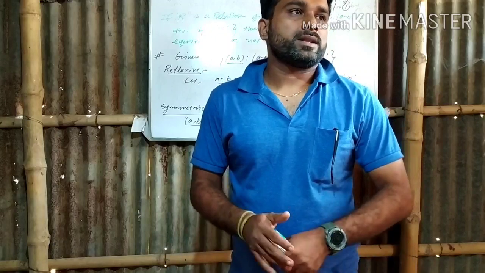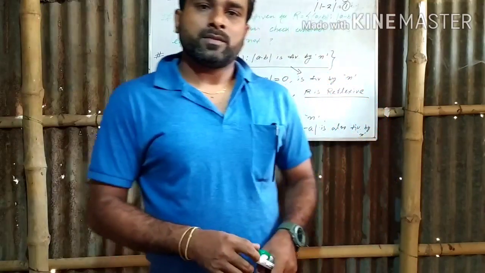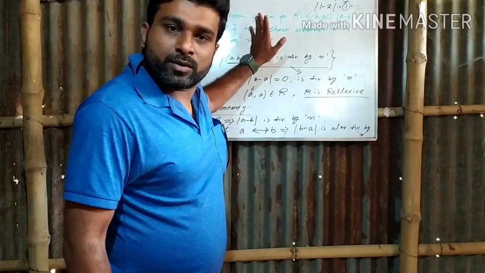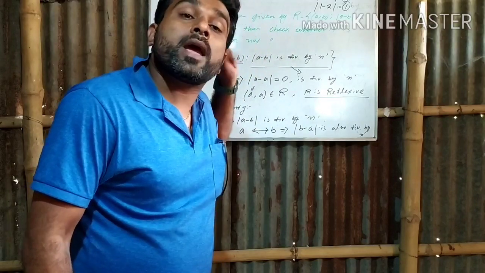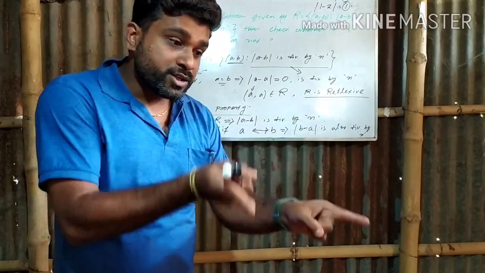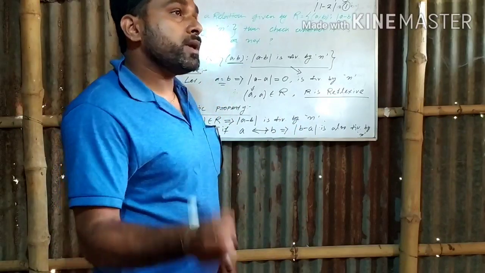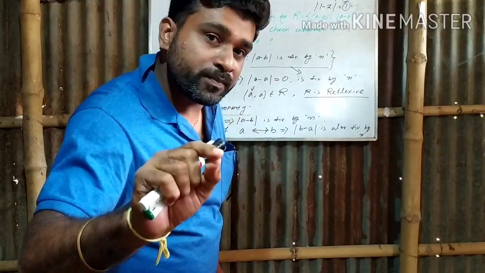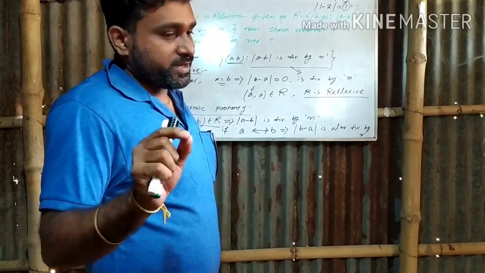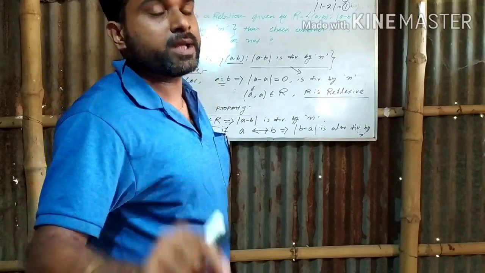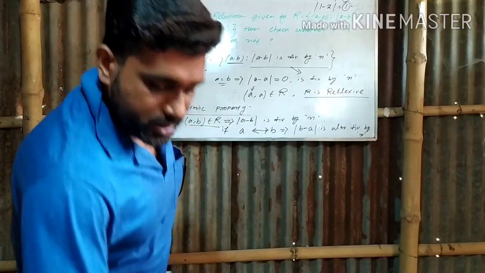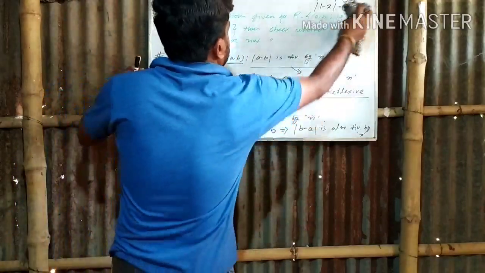So here the order pair B comma A. In the given question, the order pair was given as A comma B. Now you are interchanging their positions. That means B comma A. So the order pair B comma A also belongs to the relation set. So this relation is called what? Symmetric relation. So here you should write this line.